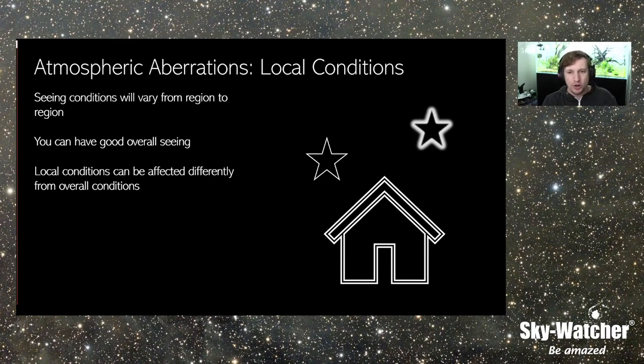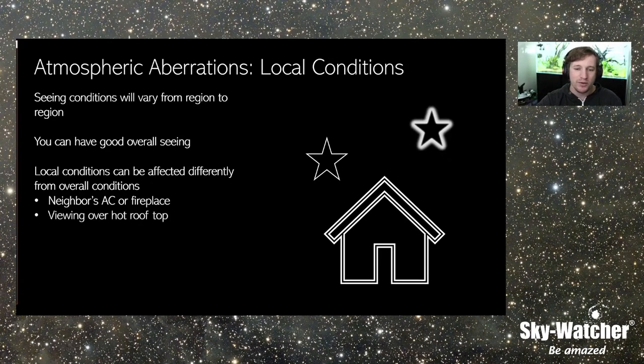There could be something locally occurring. Maybe your neighbors have an AC on, or there's a fire going on and there's heat going in front of it. Or maybe you're viewing over a rooftop after a hot day and it's cooling off, or you're on a road. Those are local seeing conditions that will affect the overall view that you're seeing inside of your telescope there. So you can have great conditions overall, but if you don't have conditions and stuff like that locally that are going to support that, it doesn't really matter. So anyway, that's pretty much it.